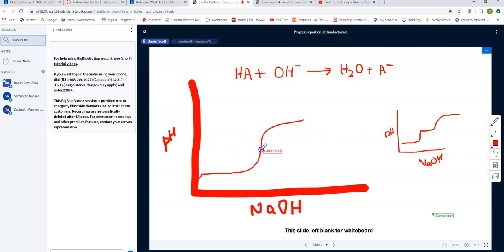So, when we get to this point, the end point, all of the HA is gone. But if we're only halfway to that point, then the pH at that halfway point right there is called the pKa. It's a special pH. It's the pH at which half of the acid has been dissociated, or half of the acid has been converted from HA to the A minus form. That's what the pKa is.